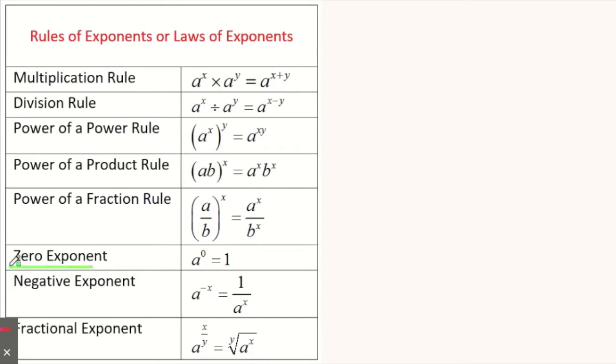Then we have a zero exponent rule. You already probably know this. If there's any number and it's to the power of 0, you're going to get 1.